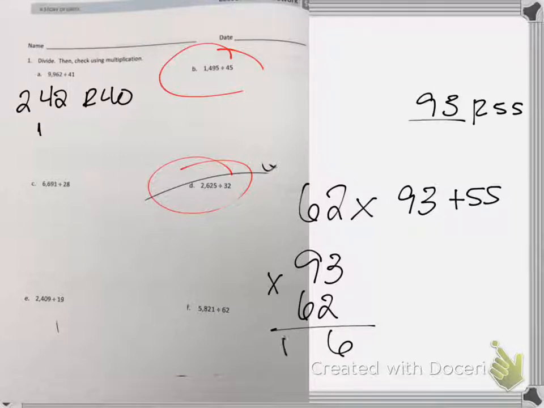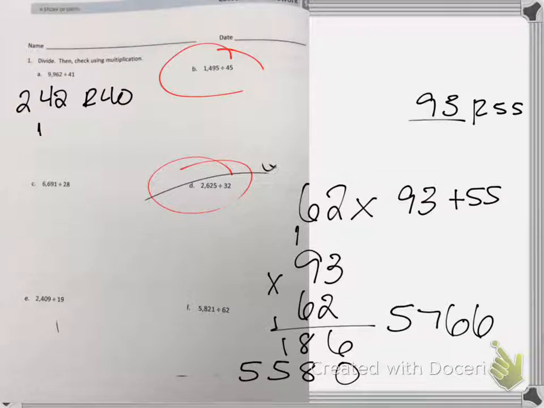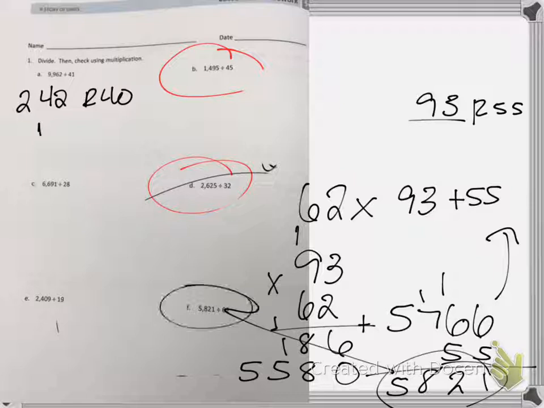2 times 3 is 6. 6 times 3. Got to put that placeholder, though, because we're in the 10s. So really 60 times 3, which would be 180. So 8, carry the 1. 6 times 9, 54. So, 55. And then we need the 5. But we have to add that 55. 5 plus 6 is 11. 6 plus 6 is 12. 5,821 is the same thing I have over here.